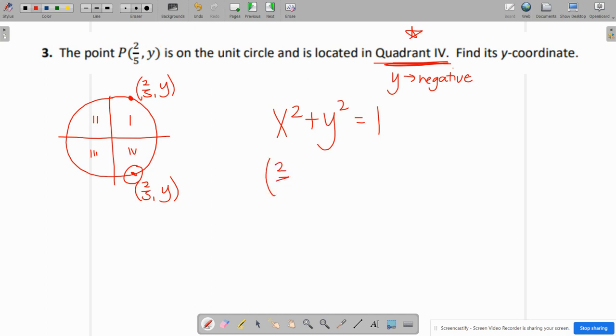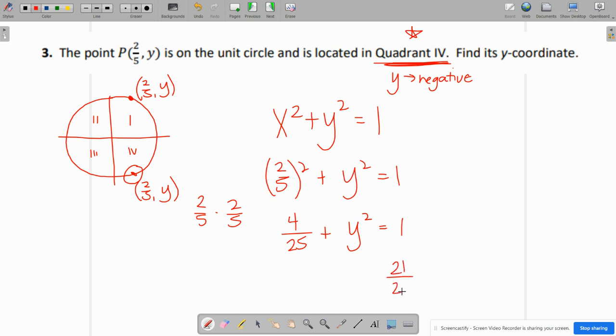So let's plug in 2/5 and let's solve. Well, 2/5 squared is 2/5 times 2/5. So 2 times 2 is 4, 5 times 5 is 25. So 4 over 25 plus y squared equals 1. Taking away 4 25ths from 1, or in other words, 25 25ths minus 4 25ths would be 21 25ths. So y squared equals 21 25ths, and therefore we need to solve for y by square rooting each side.